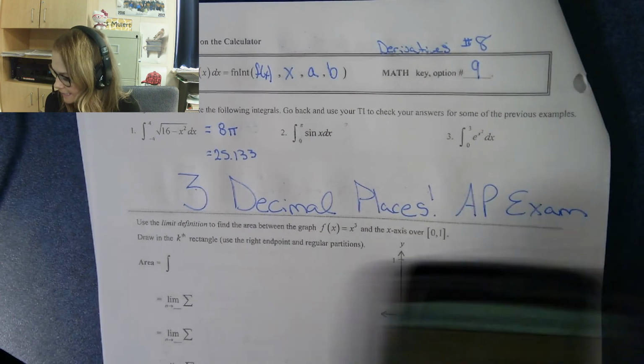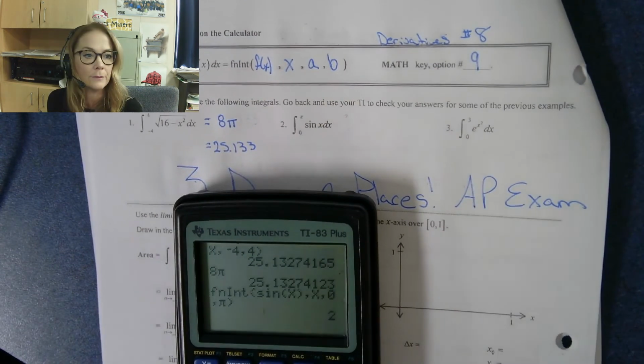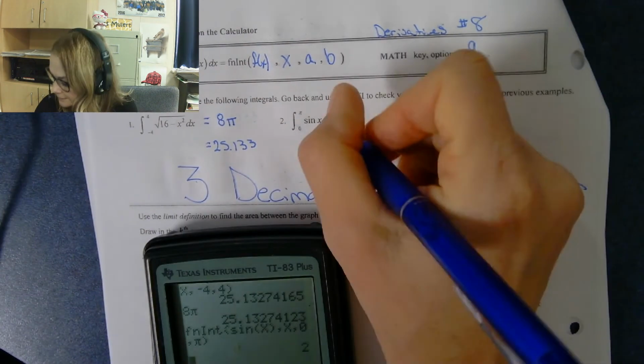Okay, so we did the sine also. Math 9. We did sine of x. Close the parenthesis, written in terms of x from 0 to pi in a previous example, and we got 2. And so here you certainly get 2 as well. So there you go. Calculator knows its stuff there.